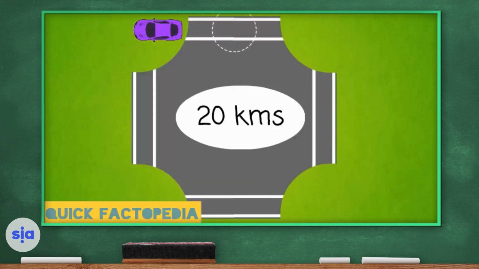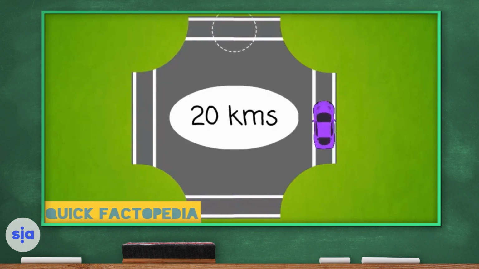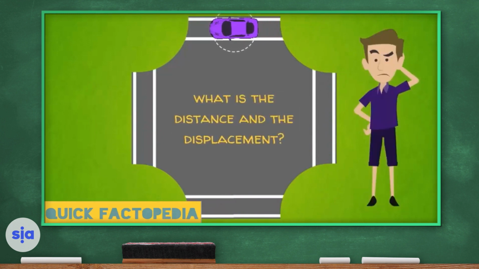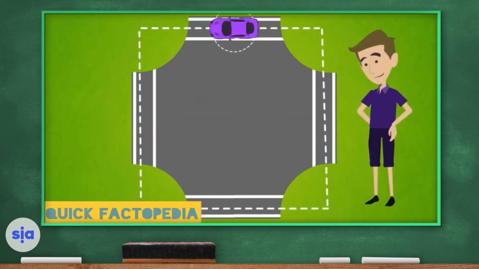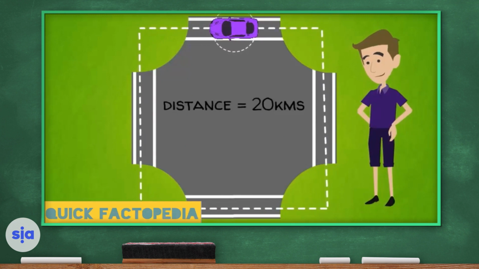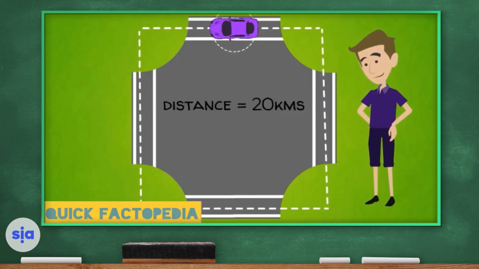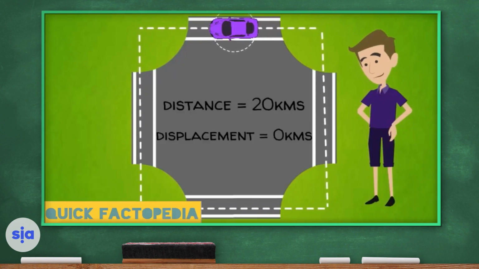Now let's say, if I travel 20 kilometers, from one start point, and at the end, stop at the same point. Then, what will be my distance, and the displacement? Here, the car starts traveling 20 kilometers from one point, and ends at the same point. The distance traveled here is 20 kilometers. But the displacement is 0, as the starting point and the end point of the car is the same, or say, the origin and the destination of the car is the same.